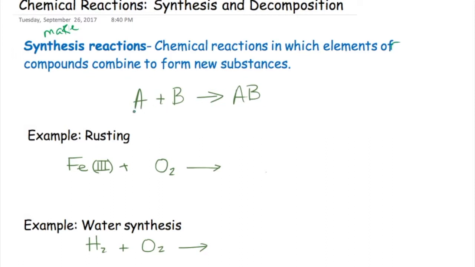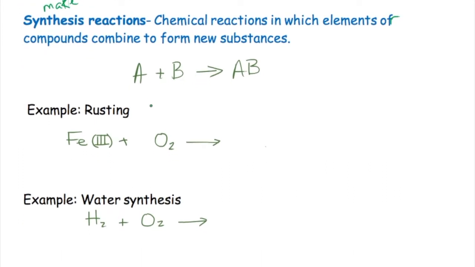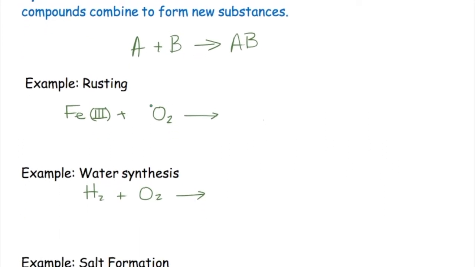So here we have chemical or compound A plus B makes a combination AB. So we took two blocks and we built something that is composed of these two blocks. Now let's take a look at a few examples. First example here we have rusting, or sometimes called the combustion of iron. So we have iron 3, and iron 3 reacts with oxygen, and this makes iron oxide.